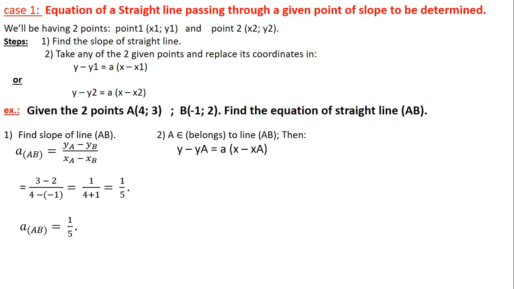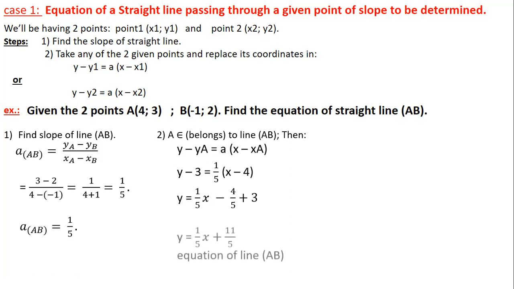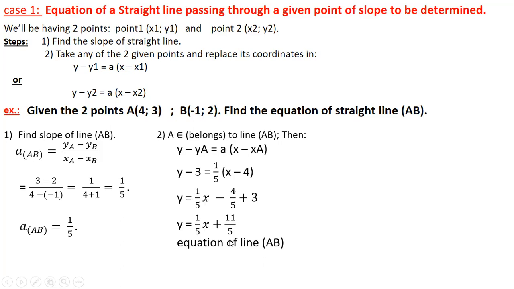Now I replace YA and XA and the slope. So Y, I keep it as it is, and X, I keep it as it is. I replace YA, slope, and XA. Y minus, what's YA? It is 3, and the slope is 1 over 5. So 1 over 5 into X minus, what's XA? It is 4. Now I make it look like a straight line. So this is the equation of the straight line AB.